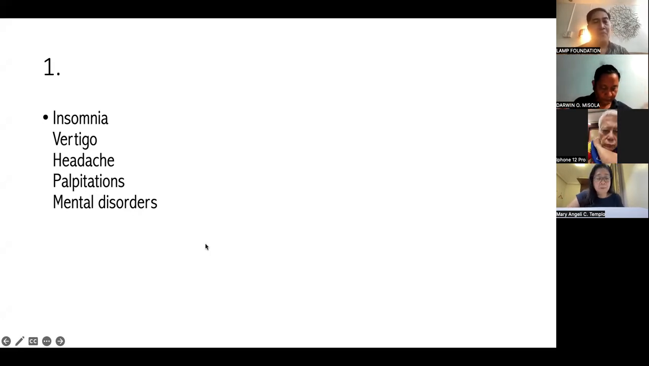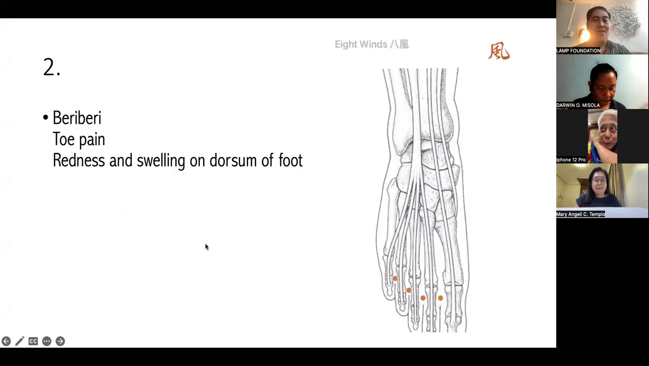Okay, what is the extra point that's very popular for insomnia, vertigo, headache, palpitations, and mental disorders? Onion. Very good. An extra point. Ito po yung extra point, nakaturo dyan, no? Good for beriberi, toe pain, and when you have redness and swelling on the dorsum of the foot. It's buffing. Very good.